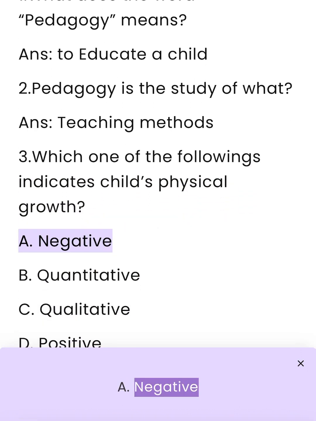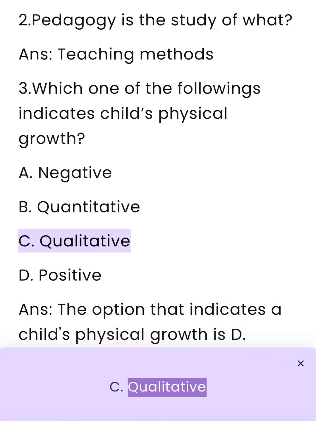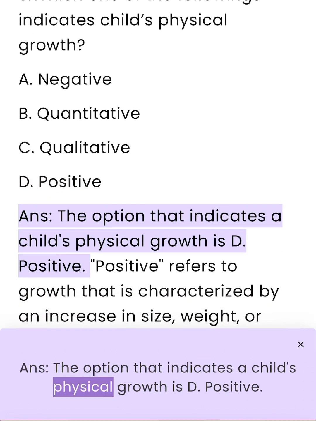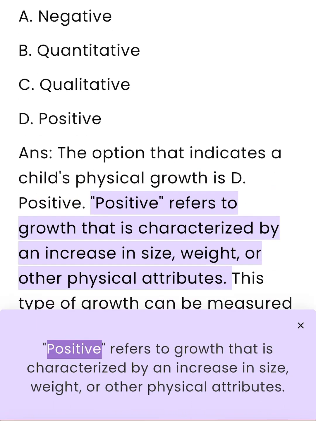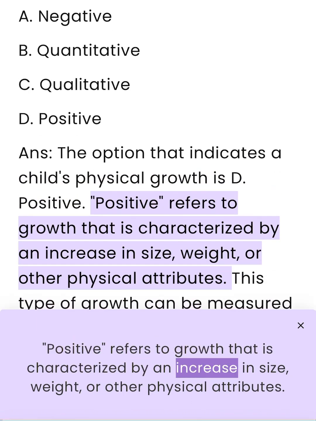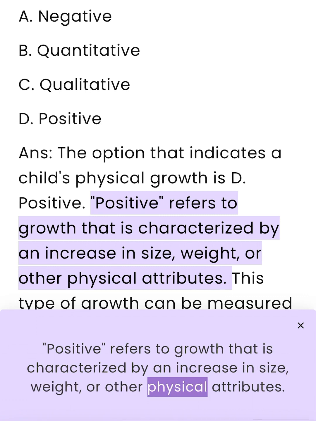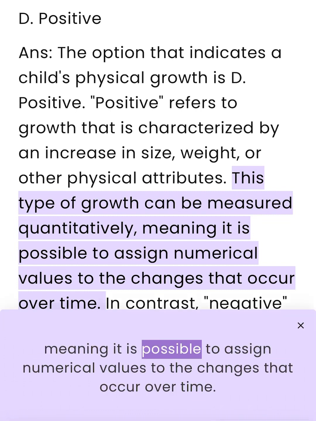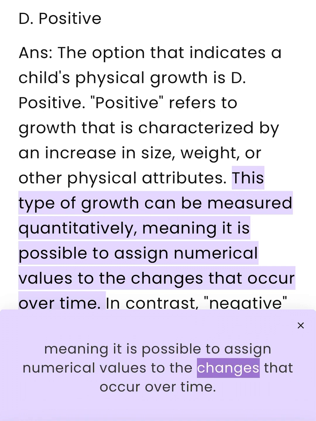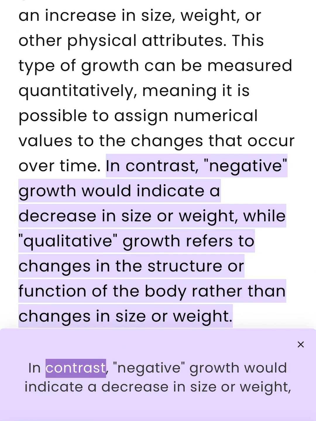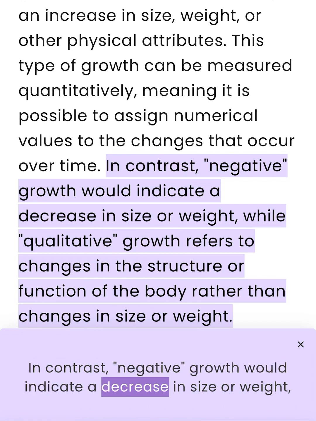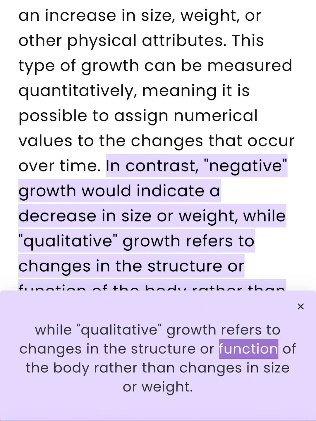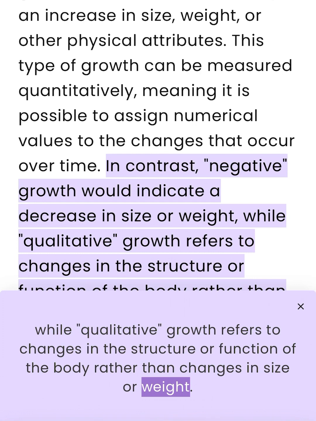A. Negative. B. Quantitative. C. Qualitative. D. Positive. And the option that indicates a child's physical growth is D. Positive. Positive refers to growth that is characterized by an increase in size, weight, or other physical attributes. This type of growth can be measured quantitatively, meaning it is possible to assign numerical values to the changes that occur over time. In contrast, negative growth would indicate a decrease in size or weight, while qualitative growth refers to changes in the structure or function of the body rather than changes in size or weight.